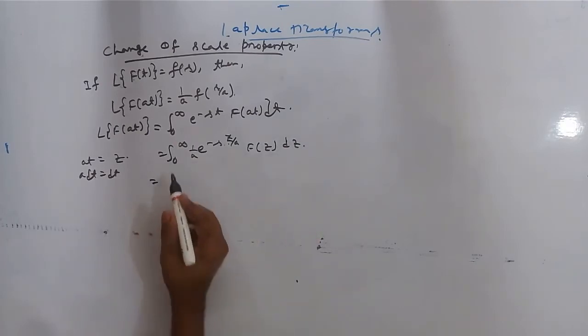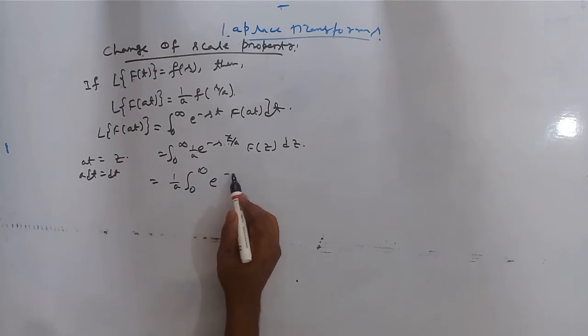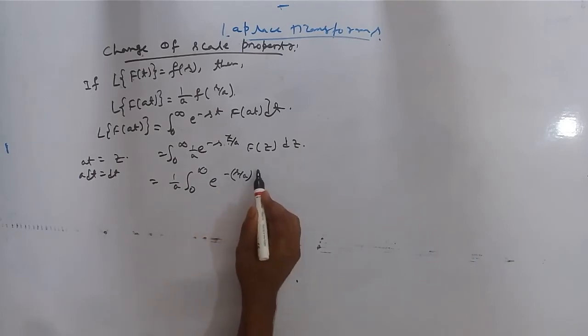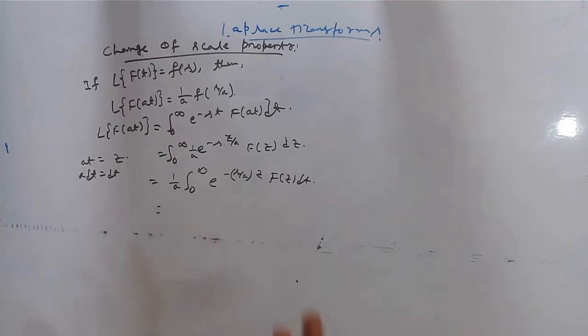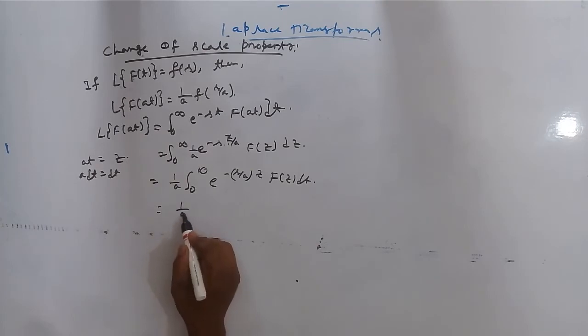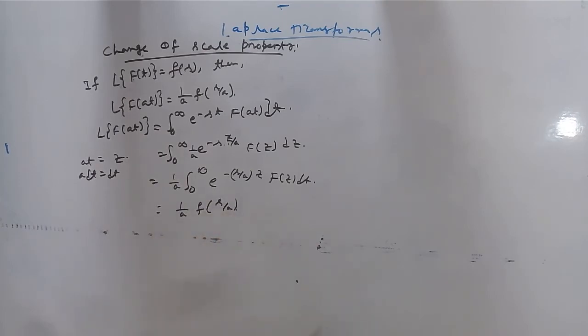So here we can write this as 1 by a, integration 0 to infinity, e to the power minus (s by a) z f(z) dz. So this is the definition of Laplace transform of f(z), and the parameter is s by a. So it will be 1 by a F(s by a) by definition. Okay, so this is the proof of change of scale property.